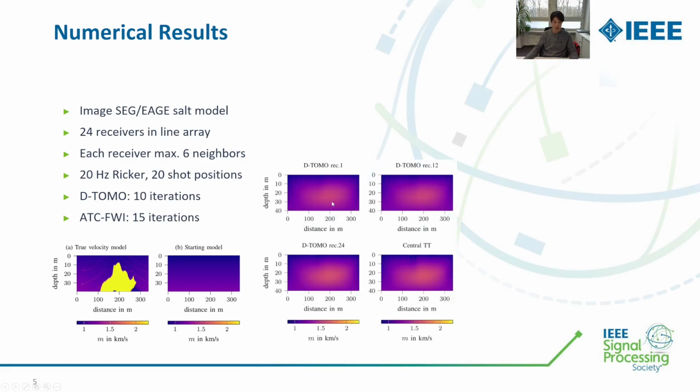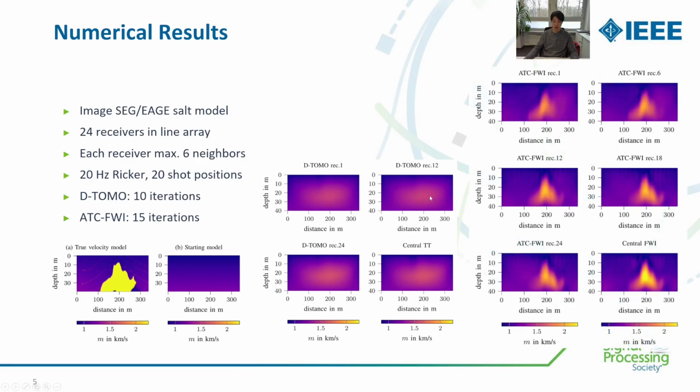Here you see the results for D-TOMO over 3 different receivers in the line array, and as a reference, the central result that would be obtained if we have all traveltime data available at the central node. You can see that the results coincide very well with the centralized result, and that they also resemble each other over different receivers.